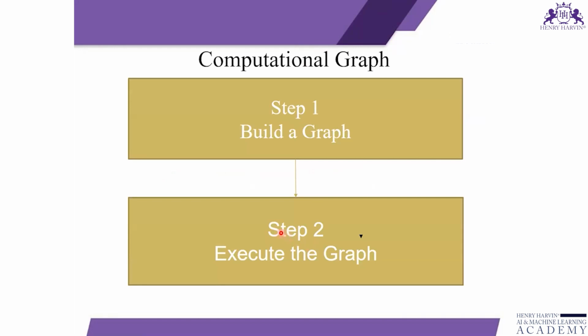So what are the steps to build a computational graph? There are only two steps. Step 1, build a graph. Step 2, execute the graph. So there are two steps, building and executing the graph.